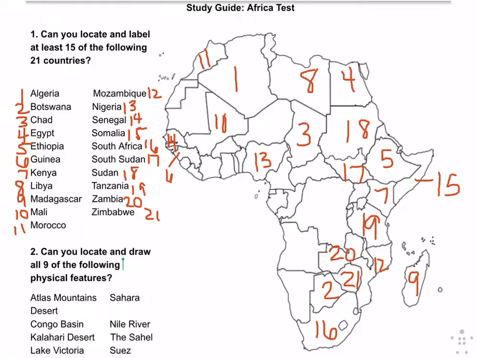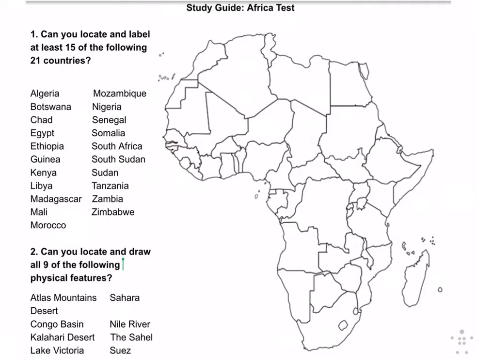Since we're doing number 2 and the physical features, I'm going to go ahead and erase the map. So if you need to pause it now, please do so. Let me switch the colors, go purple. So the very first one's the Atlas Mountains. The Atlas Mountains is towards the north region. So remember, you're going to have to draw a key. I'm going to go ahead and draw my little mountain peaks.